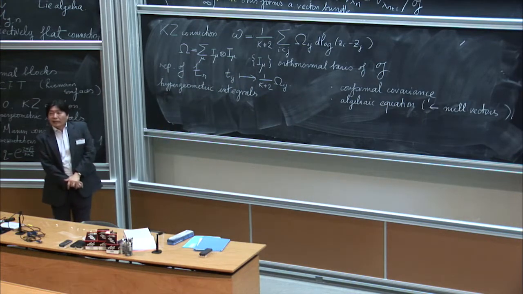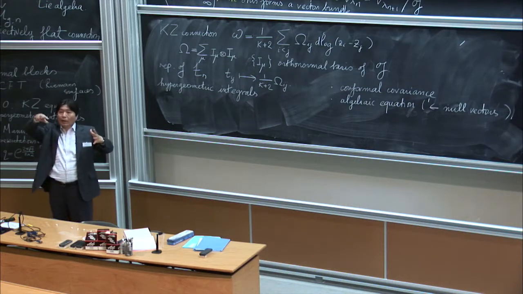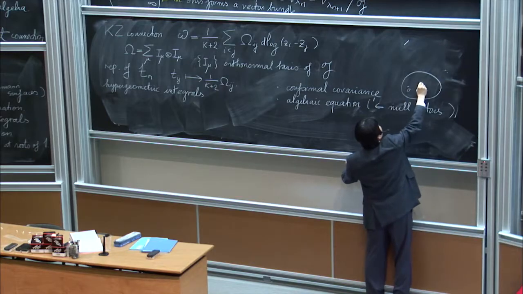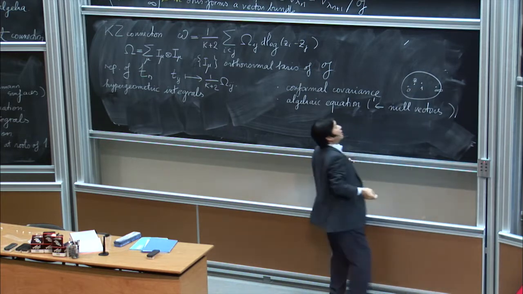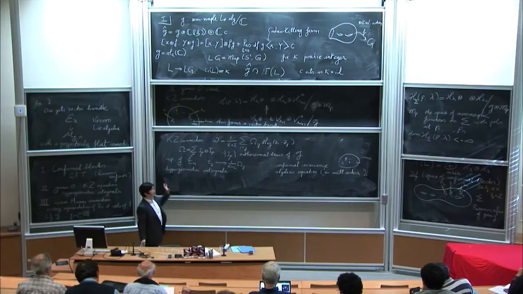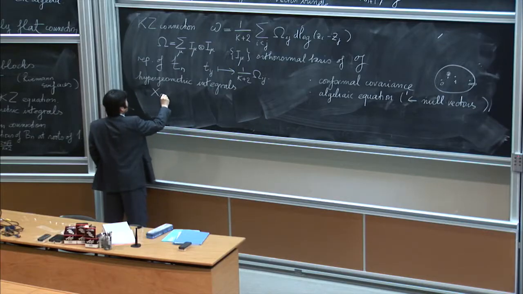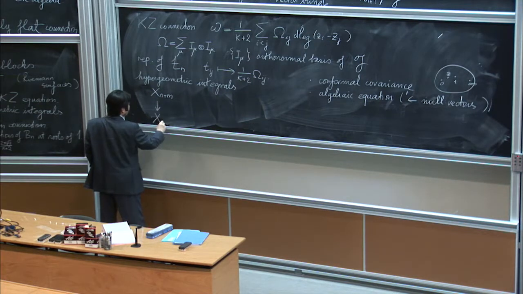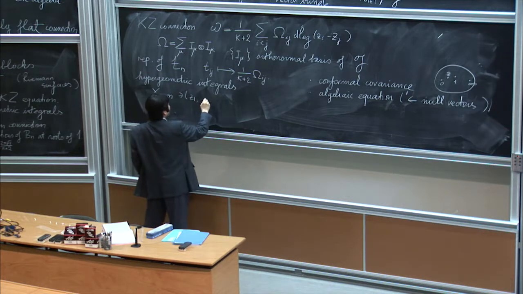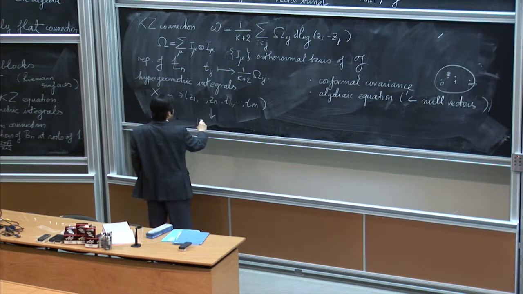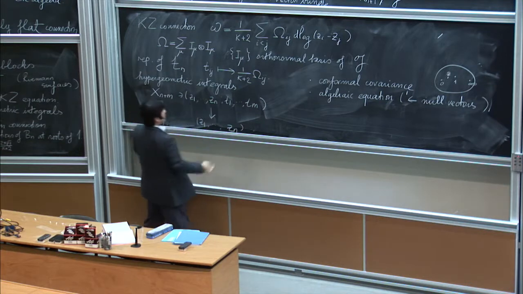So by means of this conformal covariance, you can reduce, for example, in the case of 4 points, you can put the 4 points at 0, 1, infinity, and z. And the situation Fruchot was discussing appears in this way. But we are going to look at the solutions globally. And for this purpose, I have to consider some projections, forgetting the last m coordinates.